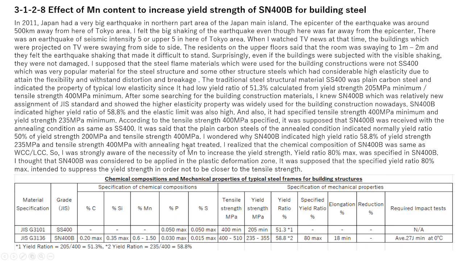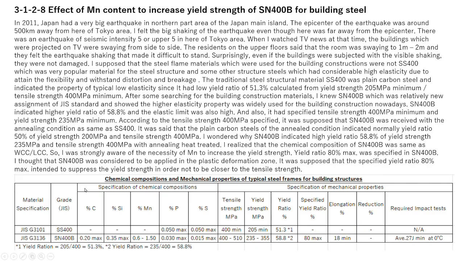I wondered why SN400B indicated a high yield ratio, 58.8%, of yield strength 235 megapascal and tensile strength 400 megapascal, with annealing heat treatment. I realized that the chemical composition of SN400B was the same as WCC and LCC. So I was strongly aware of the necessity of manganese to increase the yield strength.